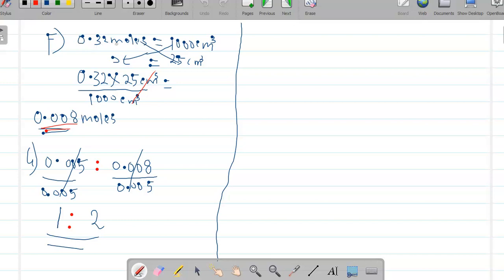0.32 moles, the molarity, is equal to 1000. 25 centimeter cube is equal to how much? Cross multiplication. You multiply 25 with this 0.32, then divide by 1000. This is what you get when you do that calculation using the calculator. 0.008 moles. That's how you do question F.